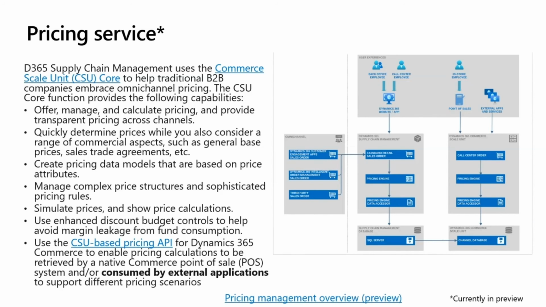And important for today's Tech Talk, it uses the CSU-based pricing API to enable pricing calculation to be consumed by external applications to support different pricing scenarios. So with this tool, you are able to provide the complex pricing structure and models directly to the external system through these APIs without having to redesign the entire calculation, just fetching data from Dynamics 365. This is very important because business logic and pricing logic will change and improve over time, and having to replicate them in an external system wouldn't be cost effective.